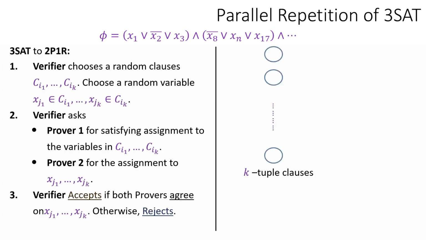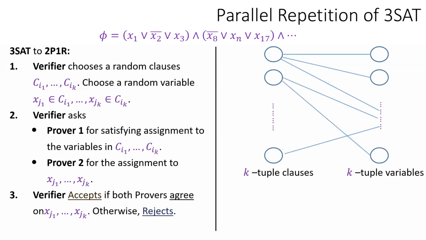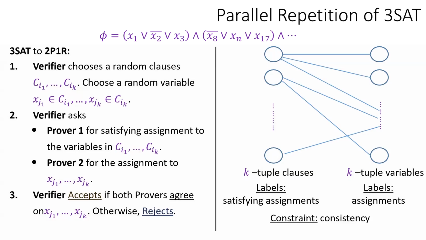In the combinatorial view, we have a bipartite graph. One side is k-tuples of clauses, the other side is k-tuples of variables, and you have edges if there is inclusion. Labels are, again, assignments to the variables that are there, and the constraints are consistency.